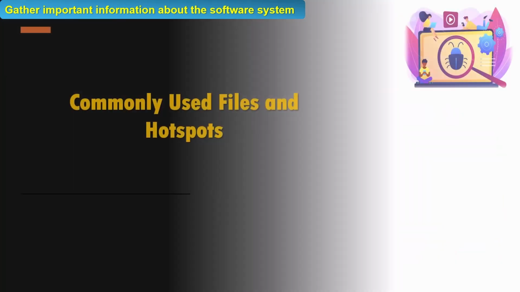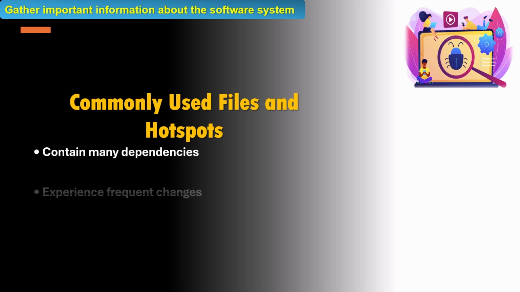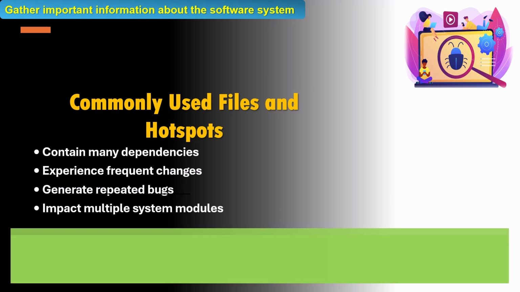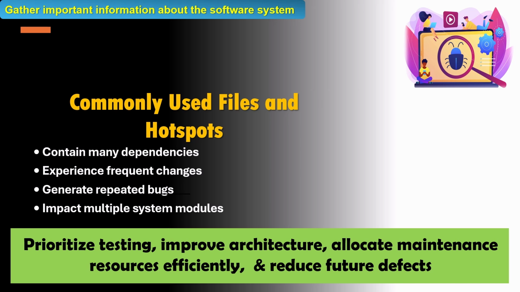Then commonly used files and hotspots. Static code analysis can help us to identify frequently modified or commonly used files. These files are often called hotspots, critical modules, or you can say high risk components. Such files may contain many dependencies, experience frequent changes, generate repeated bugs, and impact multiple system modules. Understanding these hotspots helps teams to prioritize the testing, improve the architecture, allocate maintenance resources efficiently, and reduce future defects.